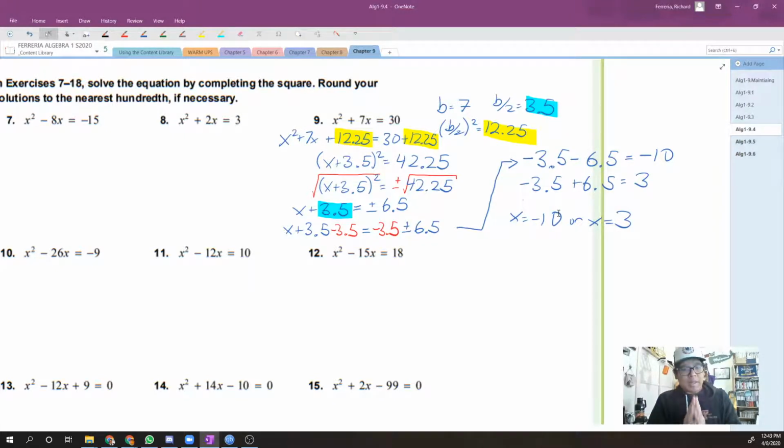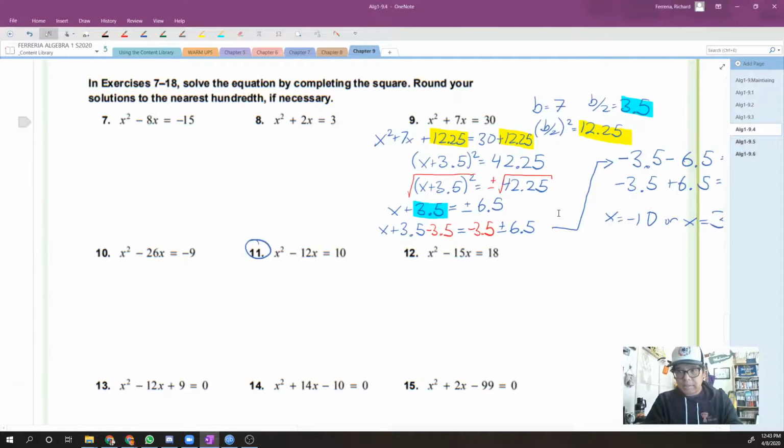Okay. The next one we're going to look at, number 11, we're going to need a lot of space for this. So let's figure out what b is, or whether or not we're in the same form. I've got x squared minus 12x equals 10. So that does look like x squared plus bx equals d. In this case, b is negative 12 and d is 10.